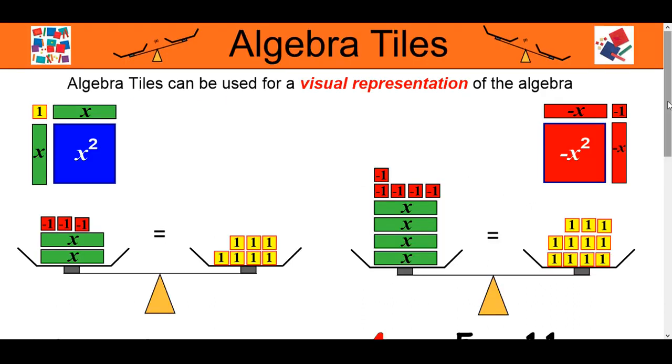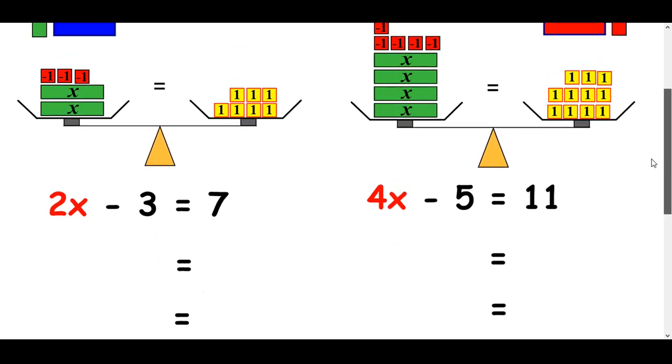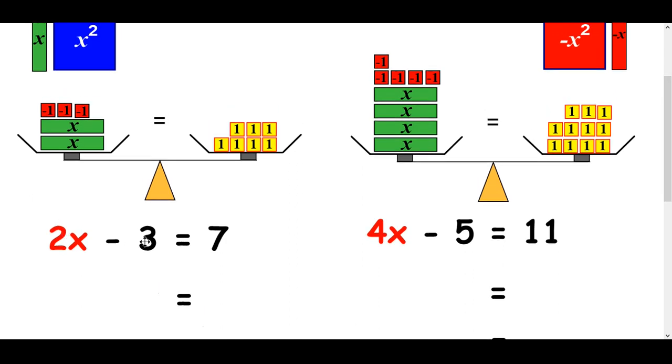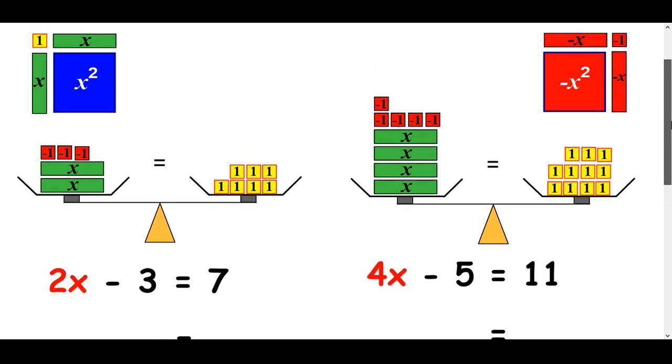Okay, let's have a wee look quickly at ones with takeaways in them. Okay, so it's a very similar idea this. So I've got 2x take away 3 equals 7. So I've got the red ones here. Now to cancel them out, I need to put yellow ones on them. Okay, so I need to add, if you like. So add in 3: 1, 2, 3. They'll cancel out.